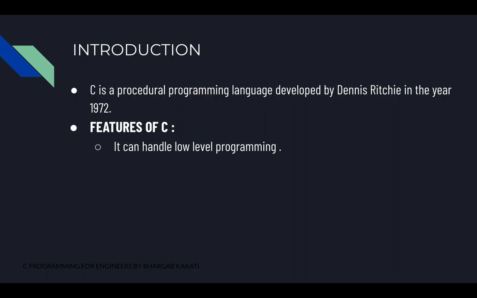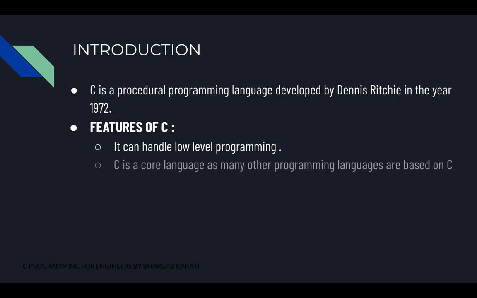And C is such a programming language which can handle low-level programming. That means it is closer to the computer, or it is closer to the machine language. C is a core language, as many other programming languages are based on C. C is the foundation for many other programming languages like Java, Ruby, C++, etc. Because from the core functionalities of the C programming language itself, many other programming languages are developed.